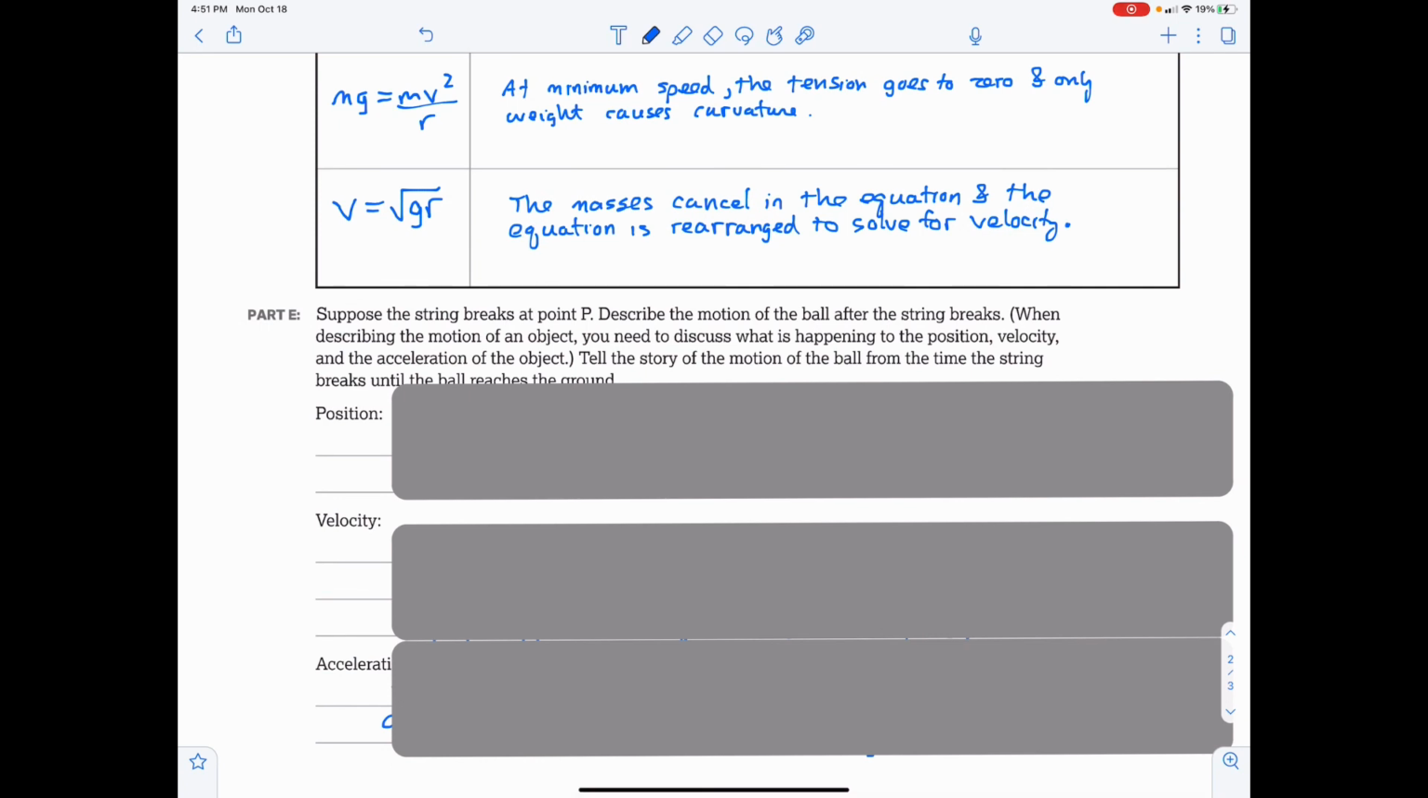Suppose the string breaks at point P. Describe the motion of the ball after the string breaks. When describing the motion of the object, you need to discuss what is happening to the position, velocity, and acceleration of the object. Tell the story of motion of the ball from the time the string breaks until it reaches the ground.